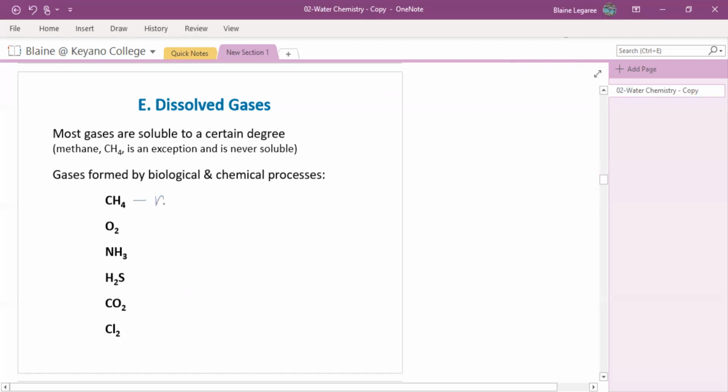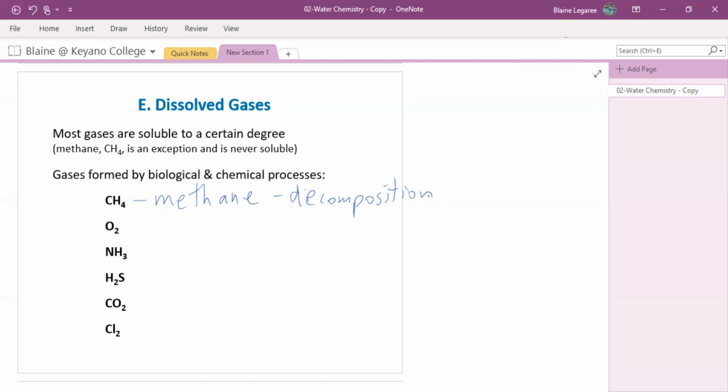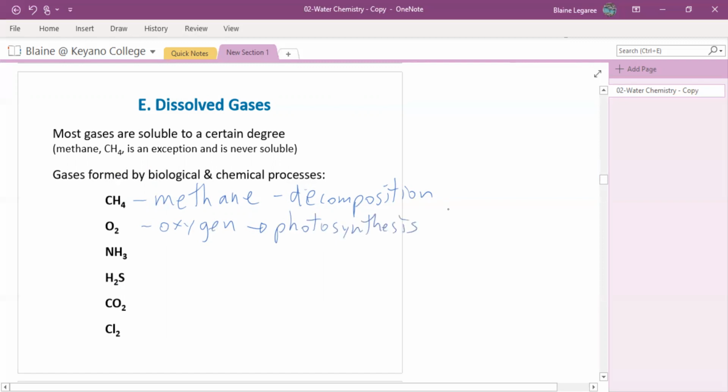So first one here is methane. And methane is basically from decomposition. So we're talking about you can see methane gas in a lot of swamps. Not very soluble, methane, in that we can assume that zero methane is actually dissolved in water. O2, of course, is oxygen. So oxygen is going to come from photosynthesis, and it's also going to come from the atmosphere. So you can think of waves, of course, are stirring oxygen into the water, right?